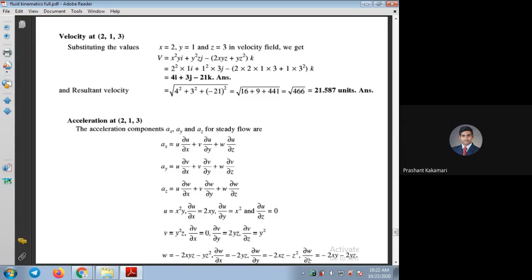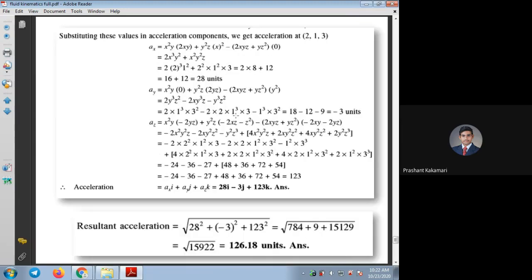Then ∂w/∂z. If I differentiate with respect to z, the first term has a z term, so I can write it as minus 2xy minus, after differentiation of this yz², I can write it as 2yz. So like this we can take all these terms separately and we can substitute in the given above equations.